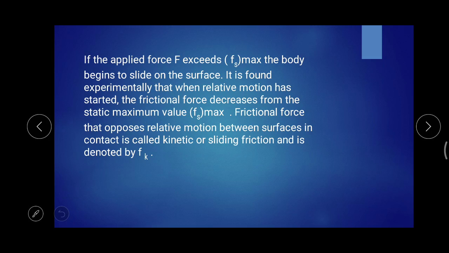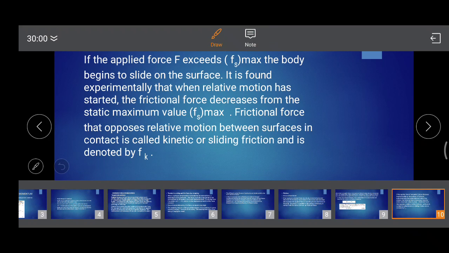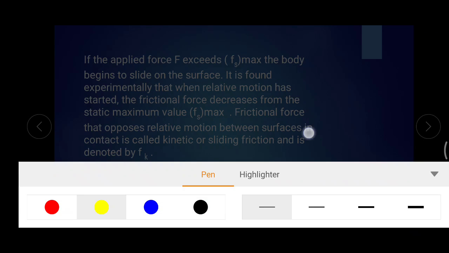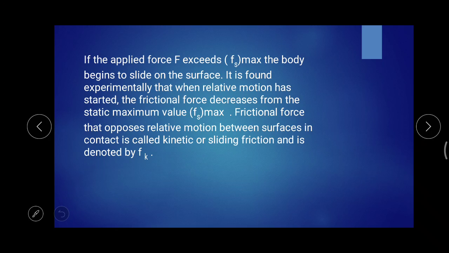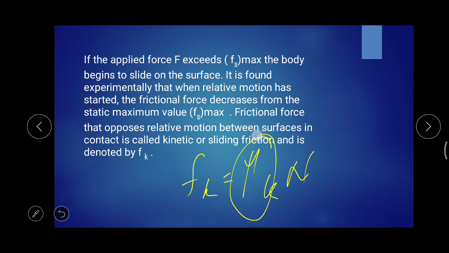It is found experimentally that when relative motion has started, the frictional force decreases from the static maximum value to some other value. The frictional force due to the motion is known as the kinetic friction, and it is represented as Fk. As in the case of static friction, Fk will be equal to mu k into N, where mu k is the kinetic friction coefficient.